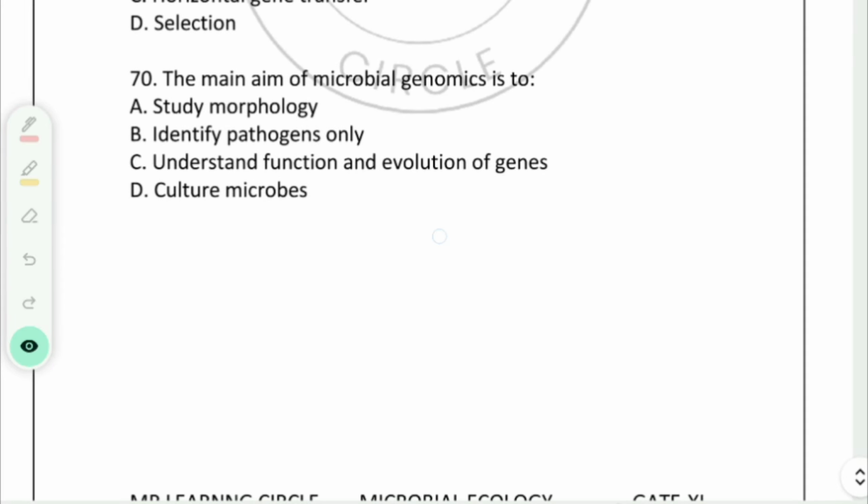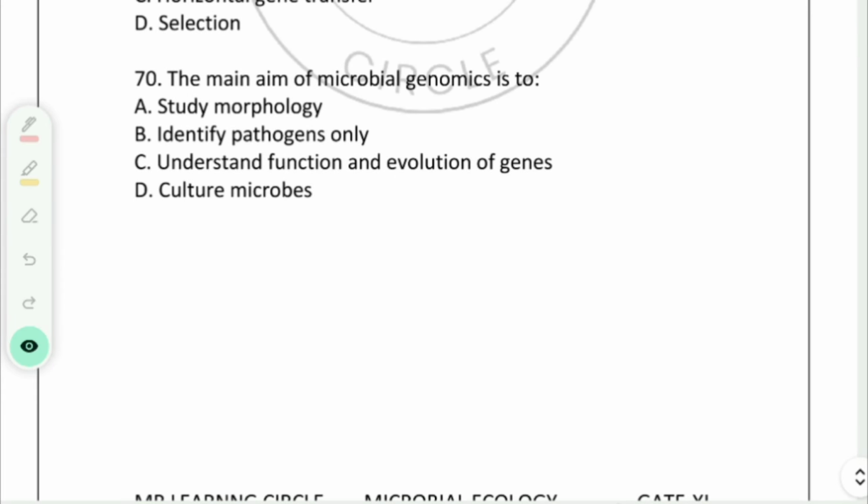Question number 70. The main aim of microbial genomics is to. Options are A, study morphology. B, identify pathogens. C, understand function and evolution of genes. D, culture microbes. So the correct answer for this question is option C, understand function and evolution of genes.